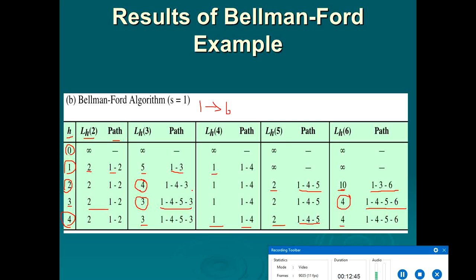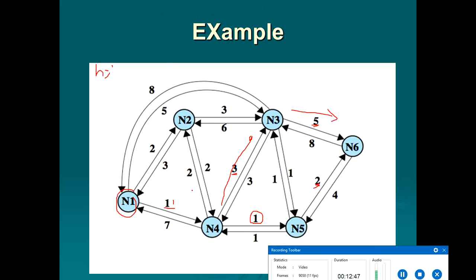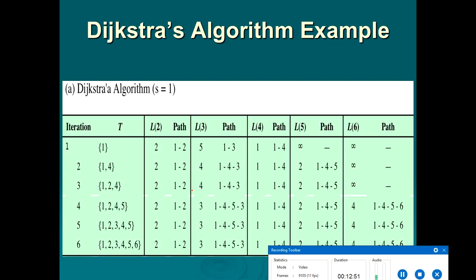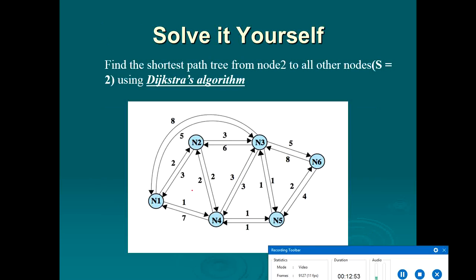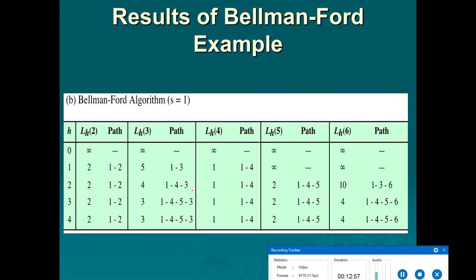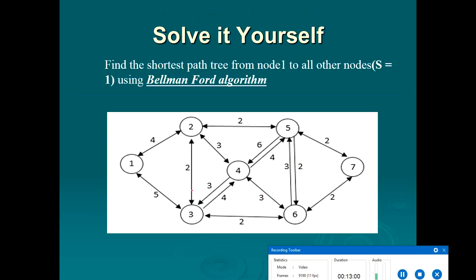So if you can see, we did the same example, but in Dijkstra's algorithm, we have so many steps. But over here, the number of steps has been reduced. So this is one of the advantages of the Bellman-Ford algorithm. So I have the same example over here. You need to solve this example by yourself using the Bellman-Ford algorithm.